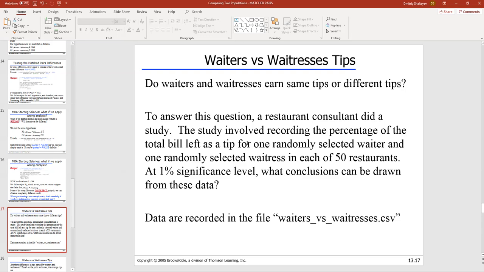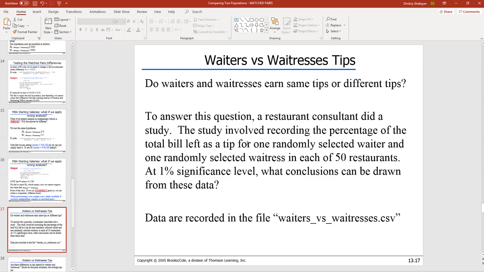So to answer this question we have to actually perform the data analysis. So here's what was done. A restaurant consultant did a study. He recorded the percentage of the total bill left as a tip for the randomly selected waiter and one randomly selected waitress for each of the 50 restaurants.